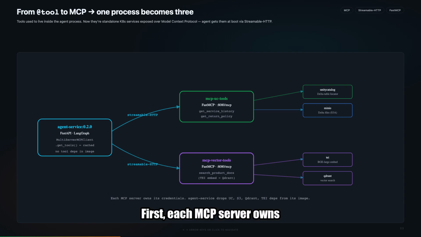3 benefits. First, each MCP server owns its own credentials. Rotating an S3 key now affects exactly one pod, not the entire agent fleet. Second, the agent image dropped a long list of heavy dependencies. UC client, S3 client, Qdrant client, embedding client, all gone. Smaller image, faster builds, fewer CVEs. Third, you can scale, version, or swap any tool service independently of the agent. That's the pattern. Now let's see it live.